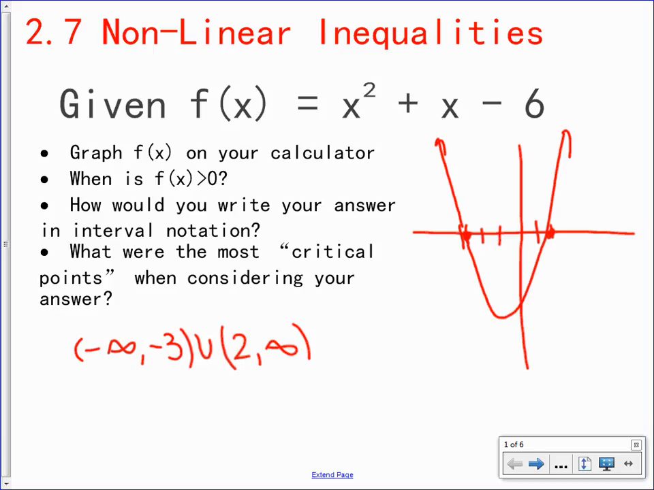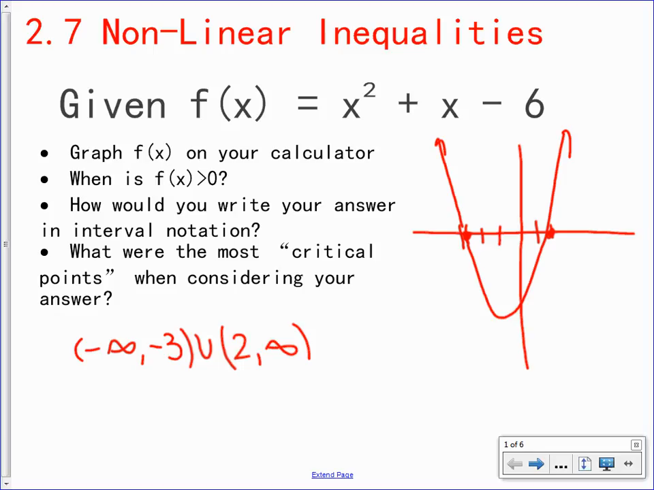Okay. So what were those most critical points that you were considering when you were dividing up what your answer should be? Where it crosses the x-axis, and we know those to be our x-intercepts. We also call them zeros, and we are rock stars at finding zeros, right? Okay, so what we're going to do today, we're going to solve inequalities that aren't necessarily linear, okay?